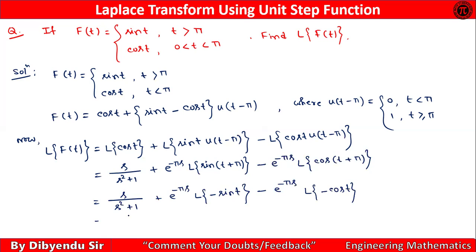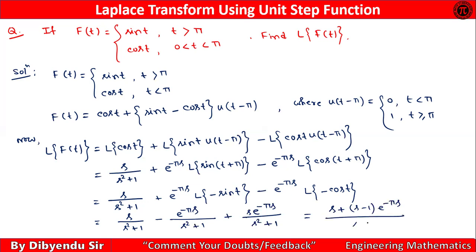So finally you are getting s by s square plus 1, this minus is out, so minus e to the power minus pi s divided by s square plus 1, because Laplace of sine t is 1 by s square plus 1, and this minus is out, so minus minus plus Laplace of cos t is s by s square plus 1, so this will be s into e to the power minus pi s divided by s square plus 1. If you want to simplify this, it is equal to s plus (s minus 1) e to the power minus pi s, divided by s square plus 1. This is the final answer.